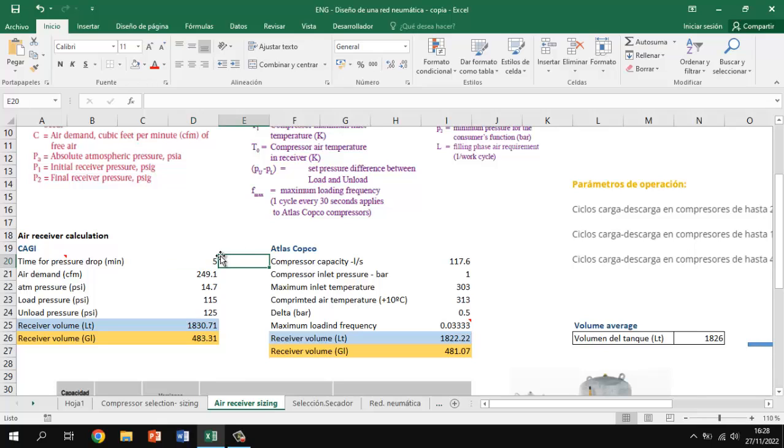So if you want more time, what does it mean? Imagine that you want 10 minutes. What size should I have for my air receiver? If you put 10 minutes, you would say, oh, it's a lot. So in something like this, you should know the space that you have for your installations and the assembly. It's all that kind of data that you would have.